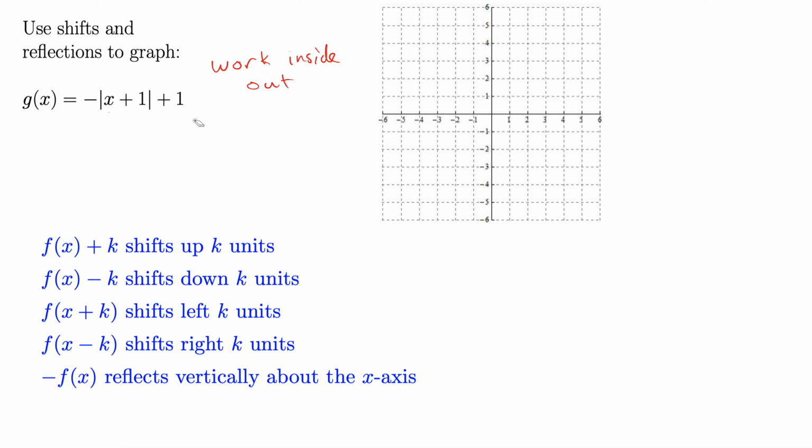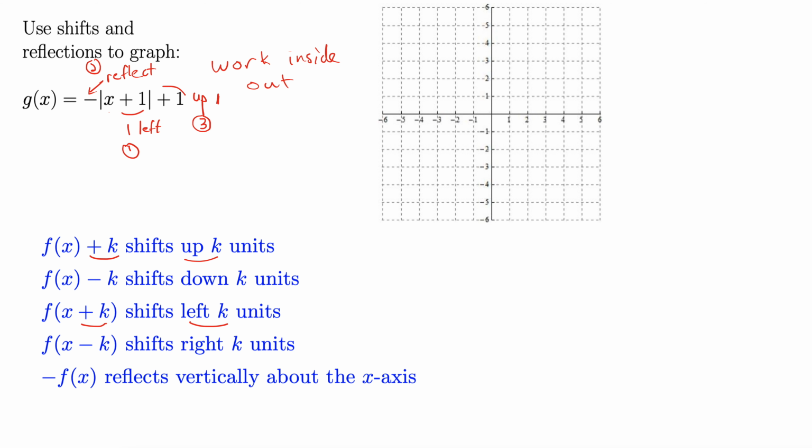Okay, so let's see here. The first thing we do is the plus 1 inside the absolute value. Well, this is a plus k, so that's 1 unit to the left. This one here is 1 left. And then we reflect. So this reflects. So this is step 1, step 2, and step 3. Now we have a plus 1 outside. This is up k units, so this one here is going to be up by 1. This will be step 3.